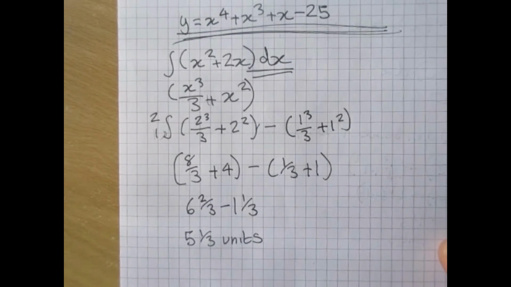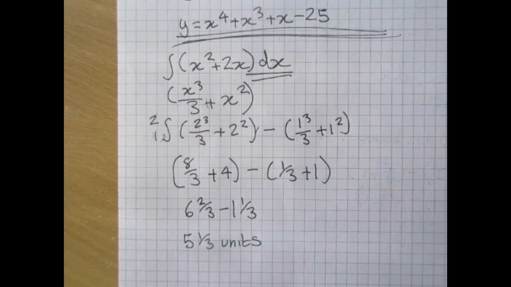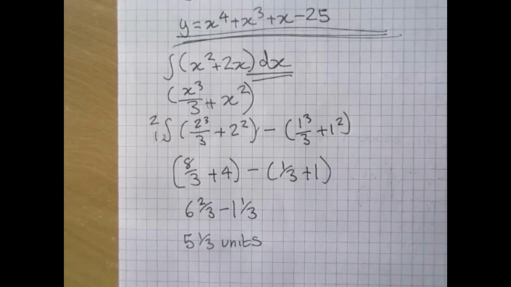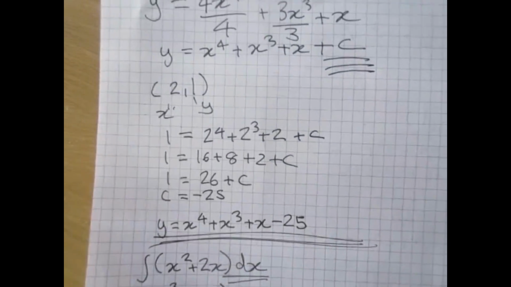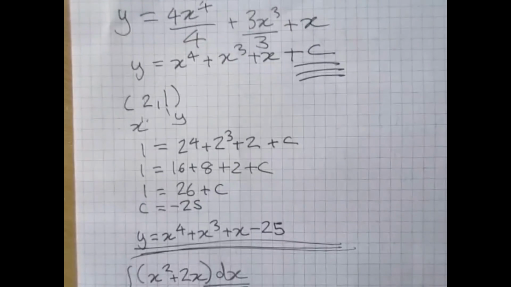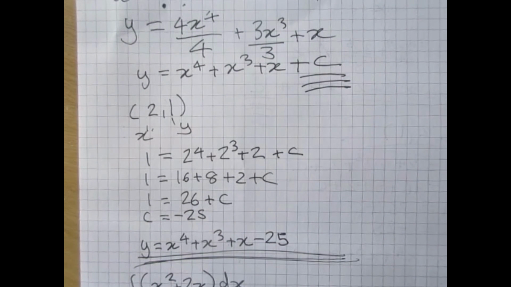So hopefully just by looking at that you see the method of what we've done. We substituted the values for the definite integral in, and as a result we've ended up with the answer. We've subtracted one from the other, and you've ended up with 5 1/3 units as your answer. I'll underline that. And with the other one, we have integrated it, and then we've used a coordinate in order to find the c value.